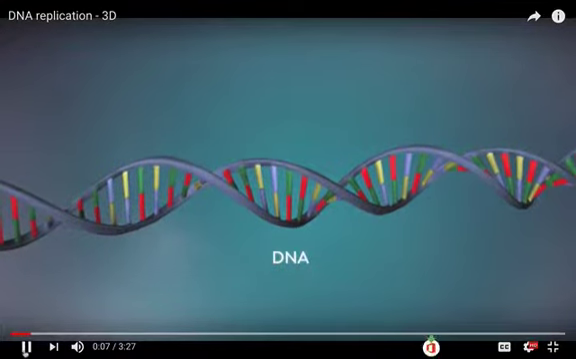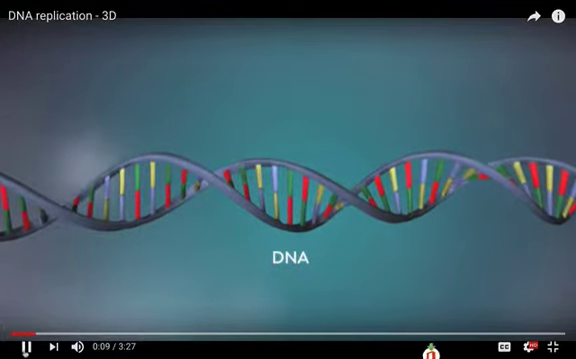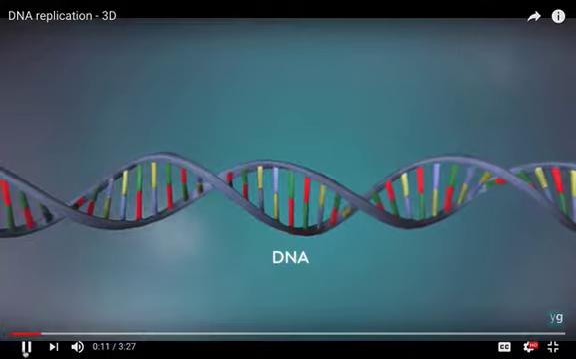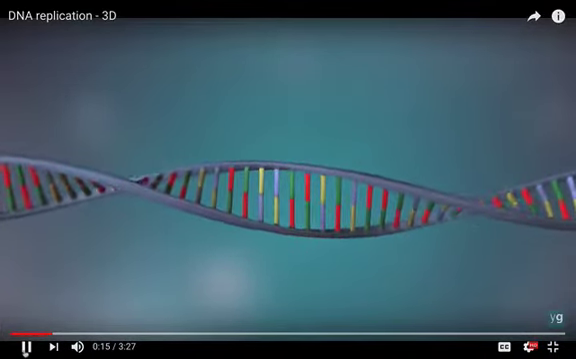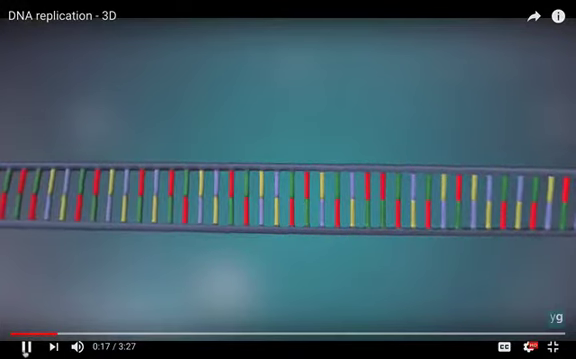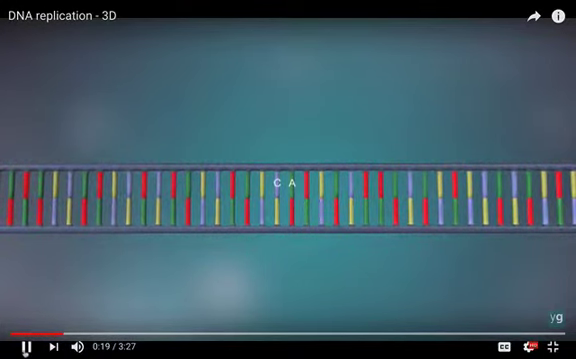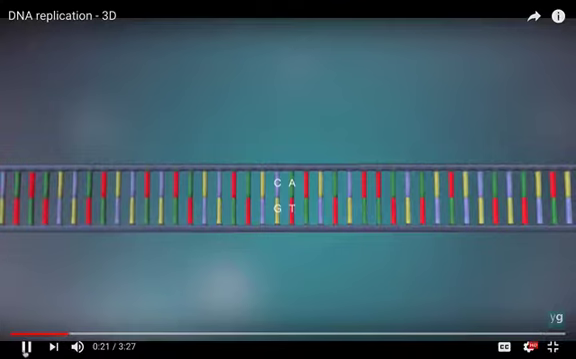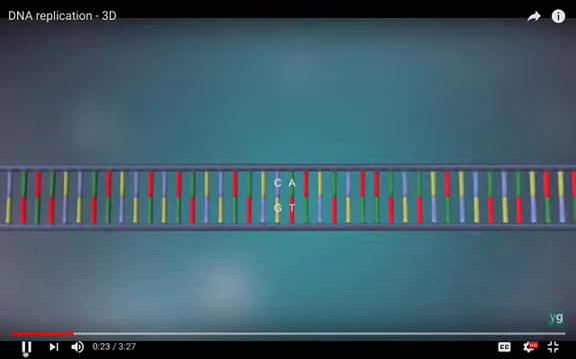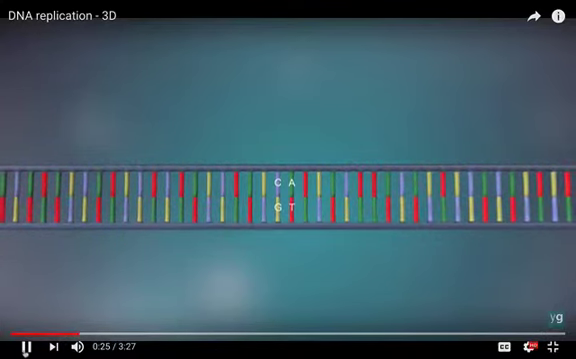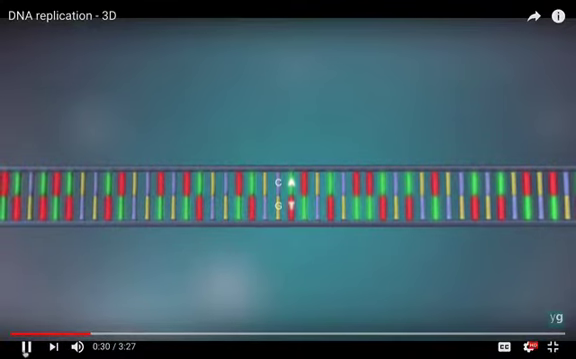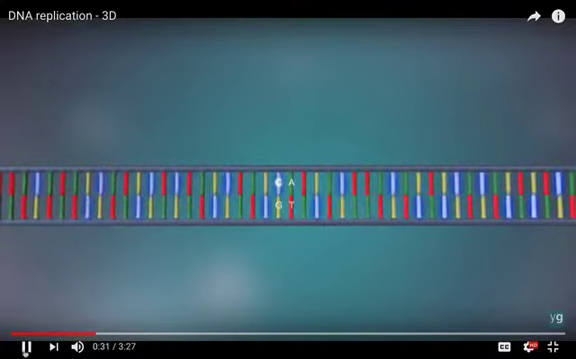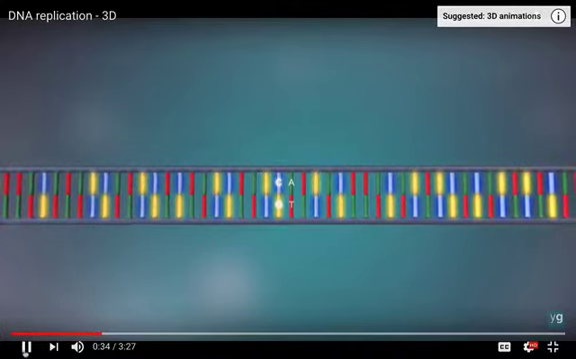DNA is a molecule made up of 2 strands, twisted around each other in a double helix shape. Each strand is made up of a sequence of 4 chemical bases, represented by the letters A, C, G, and T. The 2 strands are complementary. This means that wherever there's a T in one strand, there will be an A in the opposite strand, and wherever there's a C, there will be a G in the other strand.